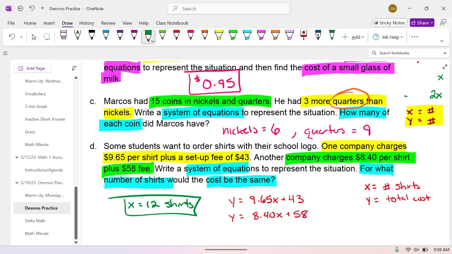All right, guys. So just for time's sake, I'm going to go ahead and go over it. So this is what I got, and you can check your answers. But if you went through the GRASS process, your given was one company charges $9.65 per shirt plus a setup fee of $43. The other given would be another company charges $8.40 per shirt plus $58 fee. Your required is they want the system of equations, and they want how many shirts you would need for the prices to cost the same.